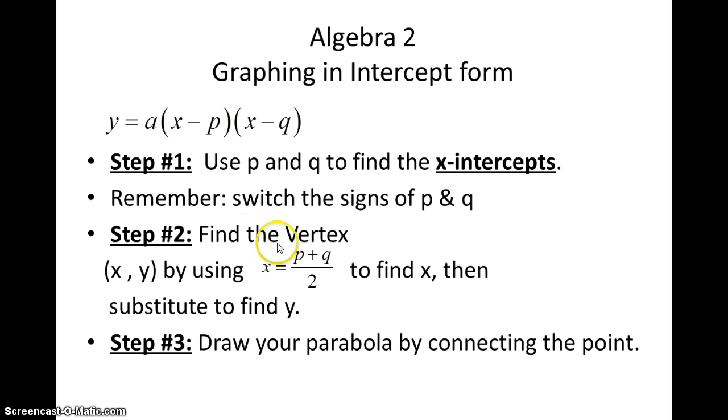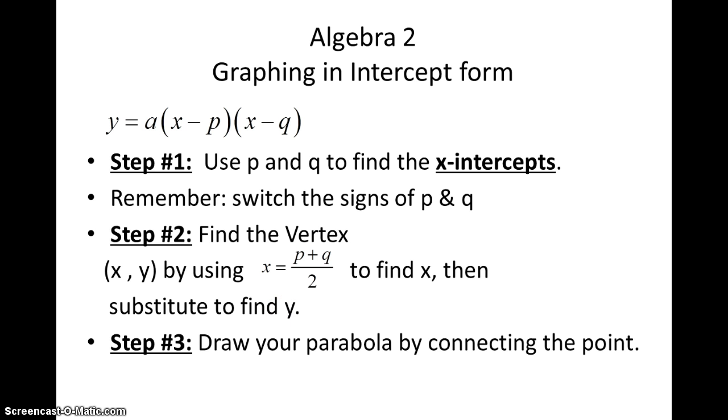Step two, find the vertex. We need the x coordinate and the y. To find the x coordinate, we use p plus q divided by 2. And then you substitute into the function, into the equation, to find the y value. Step number 3, you draw the parabola by connecting the points.